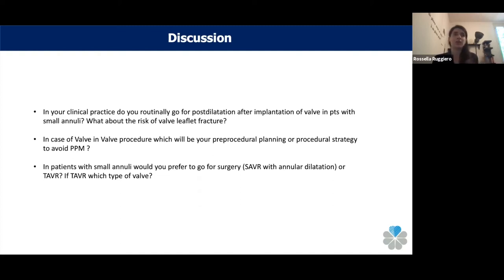In your paper you evaluated just native stenotic valves, but valve-in-valve could also be included in the group of small annuli, and therefore when you have a valve-in-valve, what is your pre-procedural planning to avoid PPM? And what about surgery? If you have a patient with small annuli, would you prefer to go for surgery with annular dilatation or TAVR? And if TAVR, which type of valve? Thank you very much.